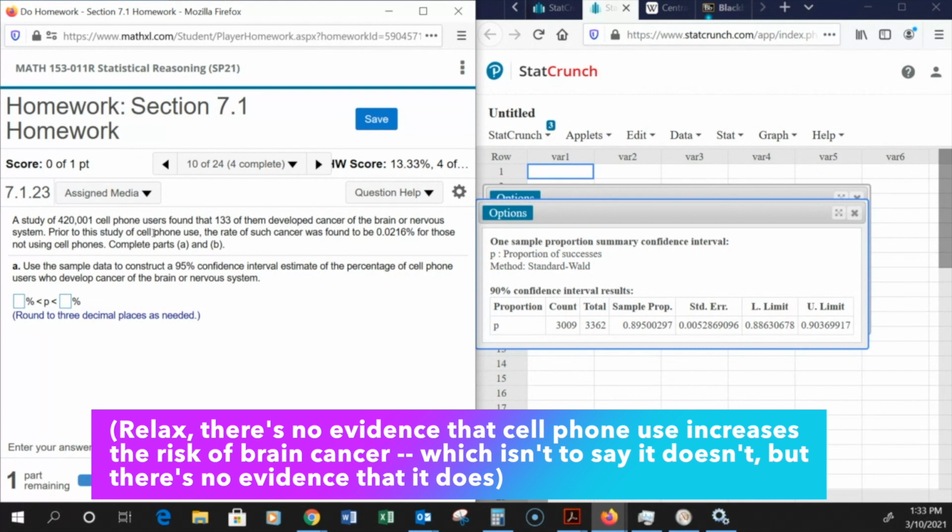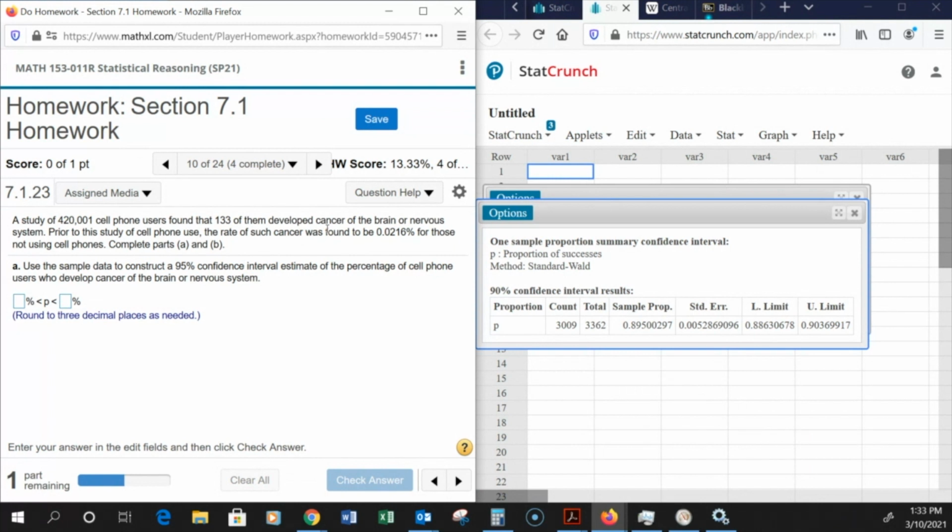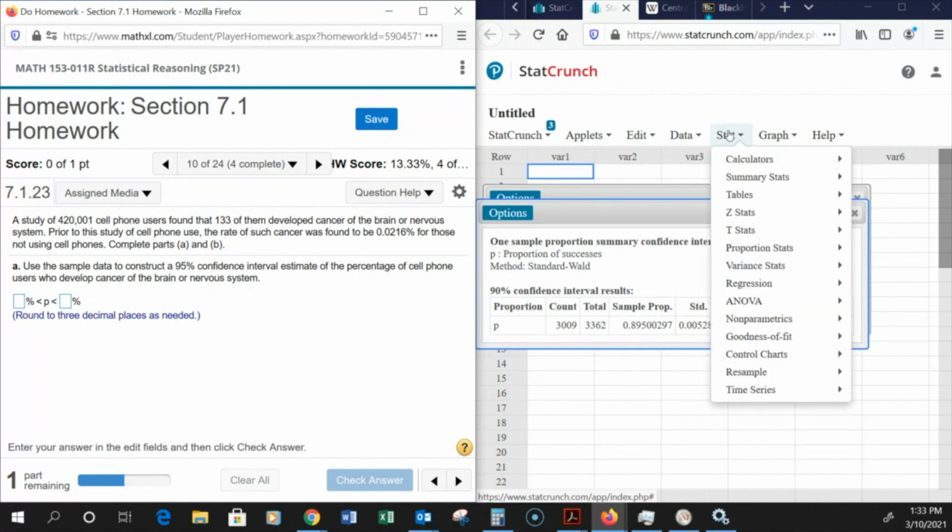And it turns out that they looked at 420,001 cell phone users and they found that 133 of them did develop cancer. Whoa, that's kind of scary. So what's the percentage? The confidence interval estimate, because this is only 420,000 people and there's a lot more who do have cell phones. I guarantee it's not the true proportion. So let's see if we can find a confidence interval for it.